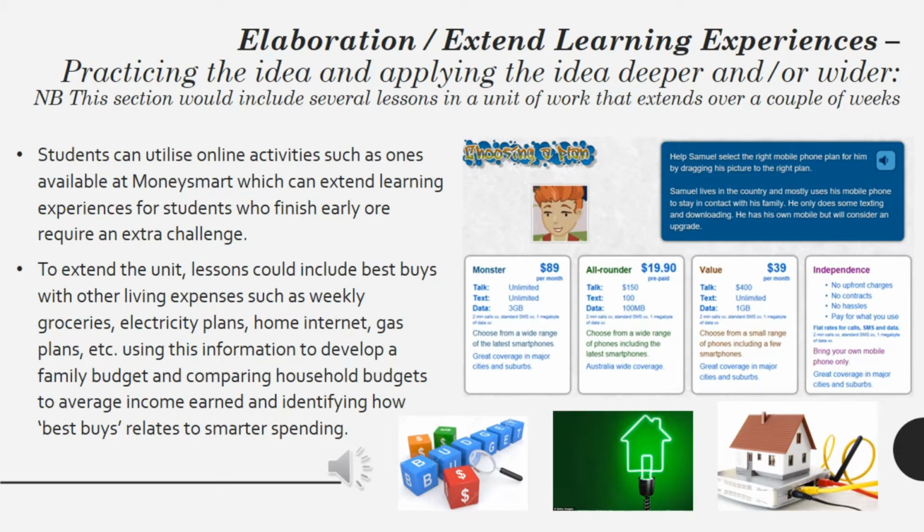Students can utilize online activities such as ones available at MoneySmart to extend learning experiences for those who finish early or require an extra challenge. To extend the unit, lessons could include best buys with other living expenses such as weekly groceries, electricity plans, home internet, gas plans, etc., using this information to develop a family budget and comparing household budgets to average income earned and identifying how best buys relates to smarter spending.